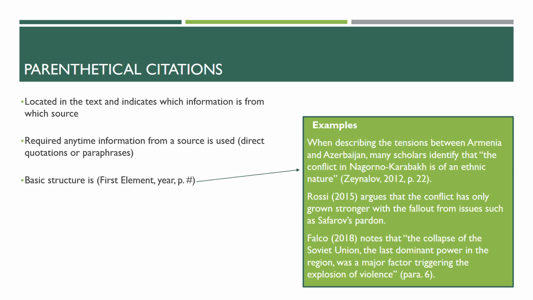And finally, the location of that cited information in the source, which is often a page number but can also be paragraph numbers or timestamps. You can see here in the first example in the box, the parenthetical citation comes after the end quotation marks and before the period at the end of the sentence. Commas separate the three parts. Zainalov is the author, 2012 is the date, and p. 22 is the location.